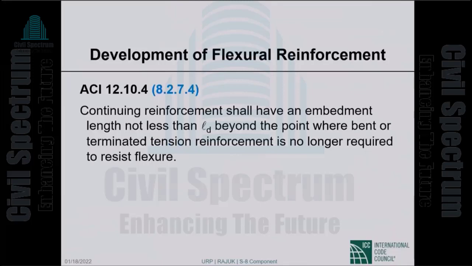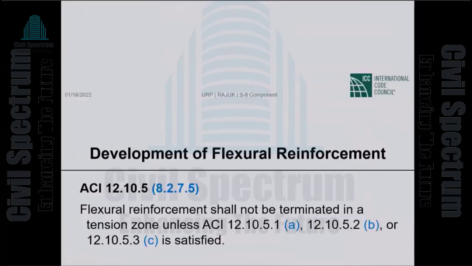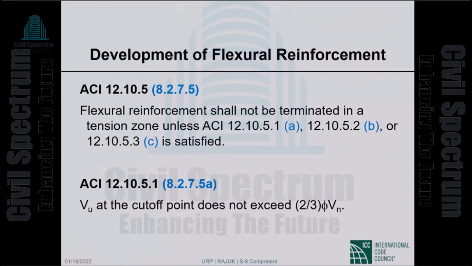Continuing reinforcement shall have an embedment length not less than L sub d. So there are bars that are cut off, and then there are bars that are continuing. Continuing reinforcement shall have an embedment length not less than the tension development length beyond the point where bent or terminated tension reinforcement is no longer required to resist flexure. This, I think, will require a picture or so to become clearer, and I have plenty to show you.